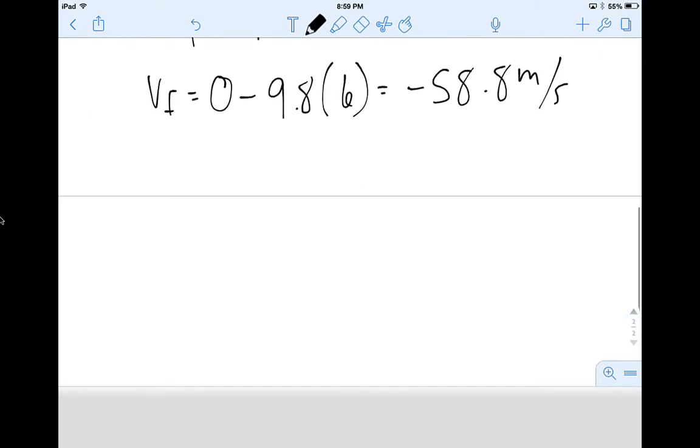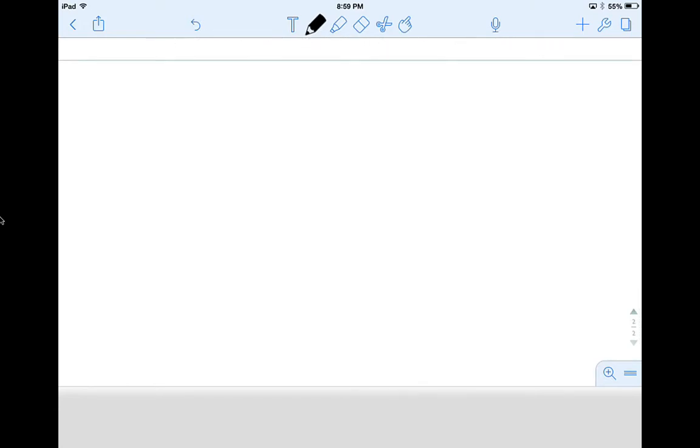Okay, so that's motion equation number 1. Now, let's do a section on motion equation number 2.